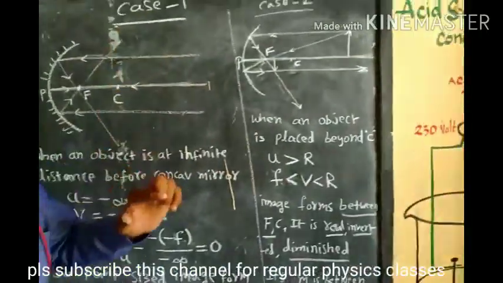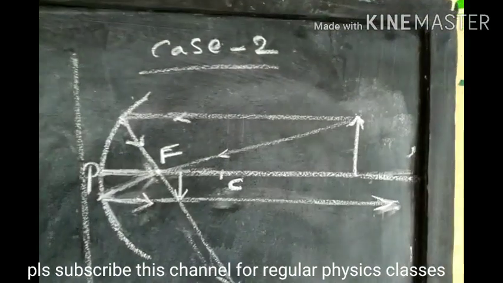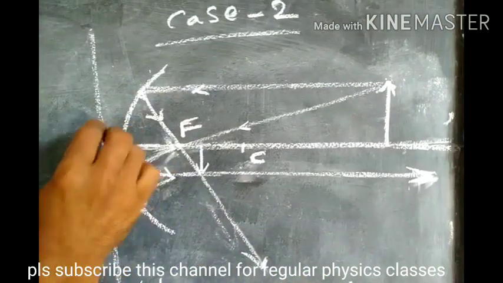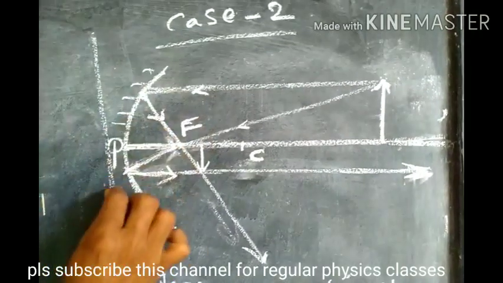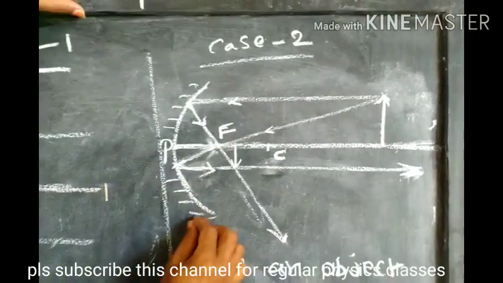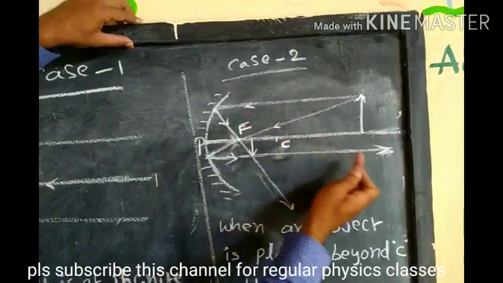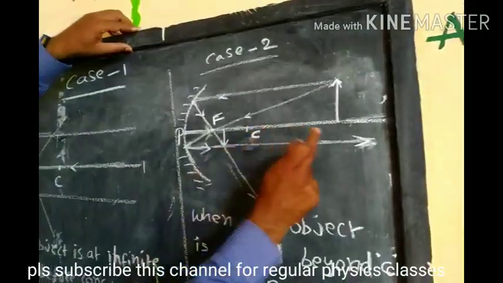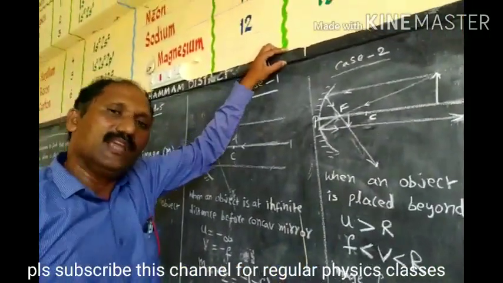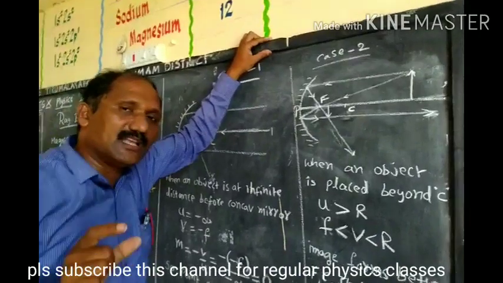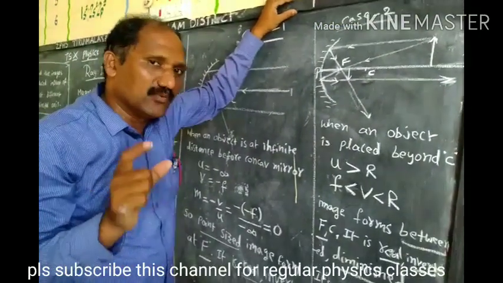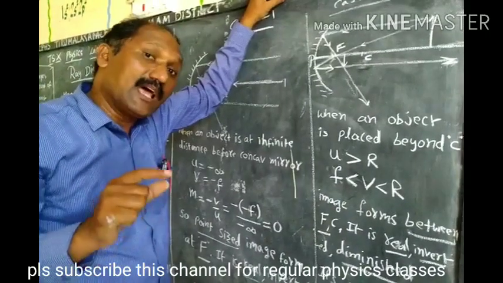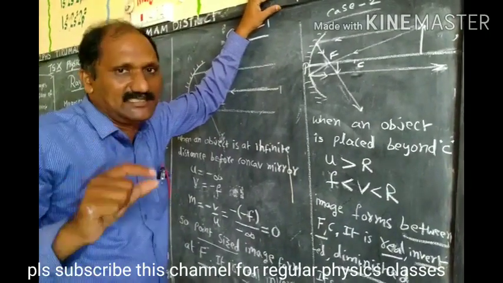For the second case, when the object comes near to the concave mirror, even then it is beyond C. Beyond C, where C is the center of curvature. Now we have known that two rays are very important to find the image. What are they? First one is the ray parallel to the principal axis.